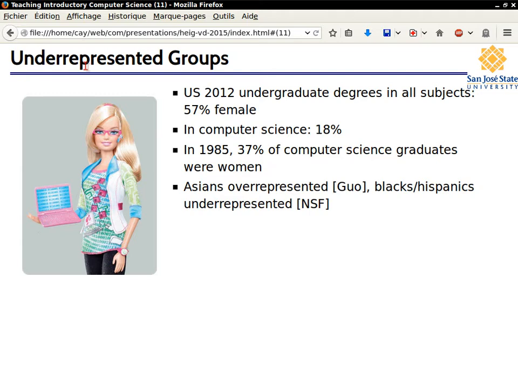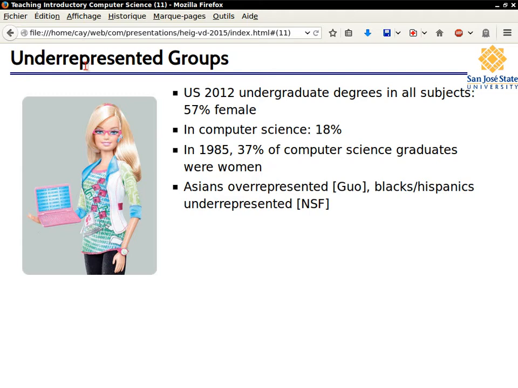So, in 2012, 57% of all undergraduate degrees were earned by women. So, well more than half. In computer science, 18%. That's bad. So that means that computer science is not drawing very many women, and it's gotten a lot worse.